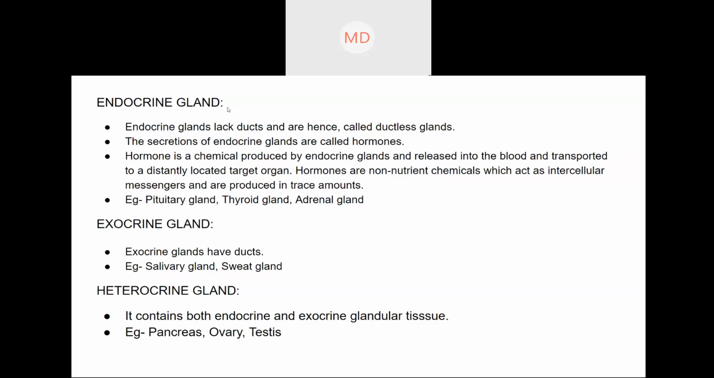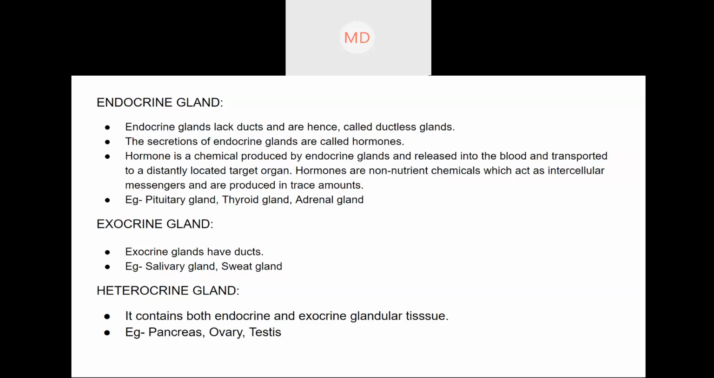But what happens is that their secretions are directly released into the bloodstream. They do not have any ducts. Their secretions come out of the gland and directly mix with the blood. Just remember that endocrine glands do not have any ducts, and ducts are nothing but tube-like structures. That is why endocrine glands are also known as ductless glands.